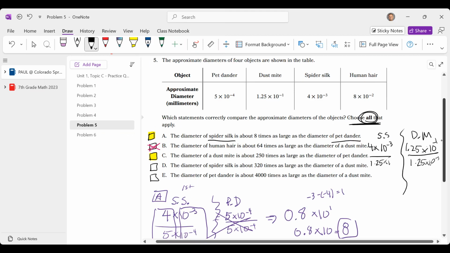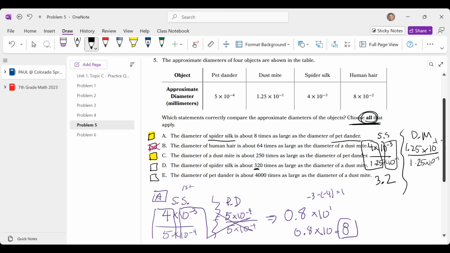1.25 times 10 to the negative first. Okay, so now I'm going to do this first value again. 4 divided by 1.25 is 3.2. Okay, so if we go over here, we see that we've got a 3 and a 2 as a base number. So we do have to keep going through to make sure this isn't a match.